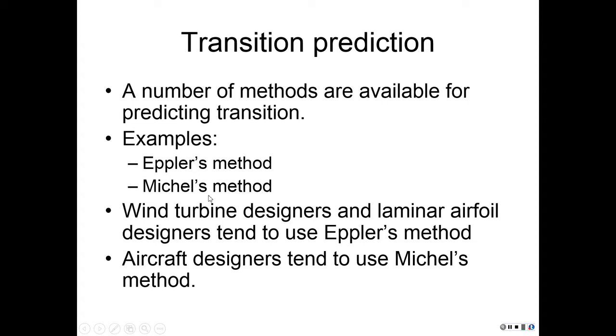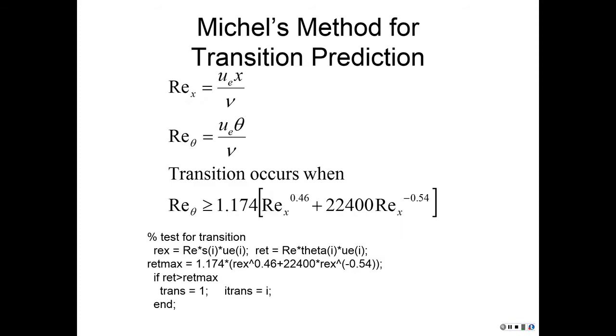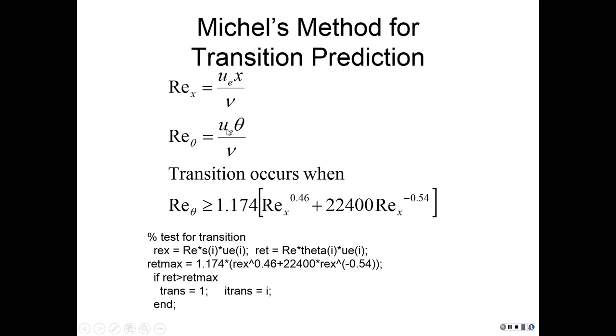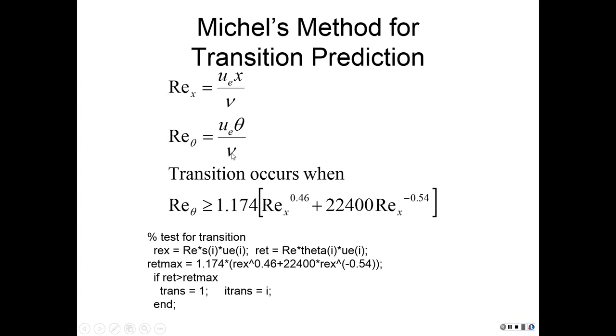There's a lot of reports available. For wind turbine applications, people normally use Epler's method, but I will show the Michel's method just as an example. In the Michel's method, you first compute the momentum thickness using Thwaites method. This is theta squared, take a square root of it, theta, multiply by the edge velocity, then by kinematic viscosity nu. This is a non-dimensional quantity. This is called the Reynolds number based on the momentum thickness.